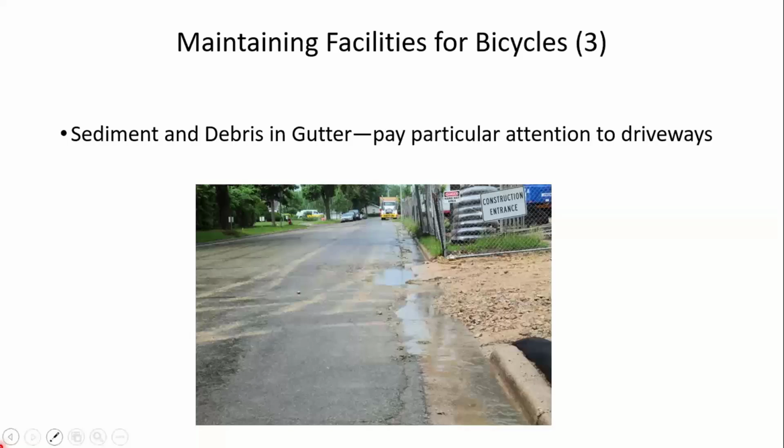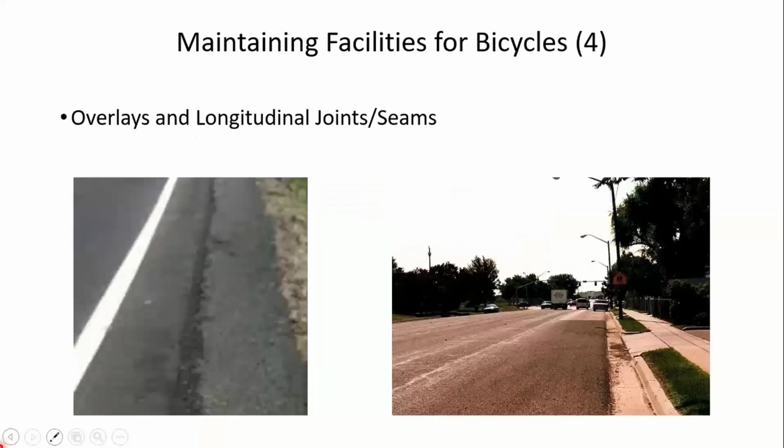Pay attention to driveways. I mentioned that already, and here you can see it looks like a temporary driveway for a construction site, but notice you can see mud and stone and various materials being carried or tracked out onto the road surface, creating an issue for two-wheeled users. I mentioned the overlays you see there on the left and the right, and the longitudinal seams and joints that can create real control issues for bicyclists.